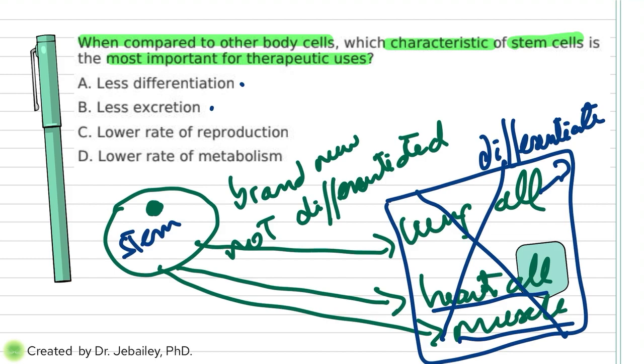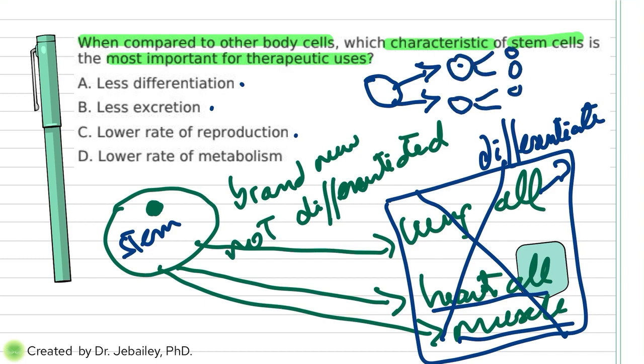C, lower rate of reproduction. Okay, we know that stem cells can reproduce, right? They can self-renew. That means they can make a copy of themselves through mitosis. That's one of the biggest traits of stem cells, as they can replicate themselves. And of course, the last thing is the lower rate of metabolism. There's no such thing as one stem cell that has a high metabolism while the other stem cell doesn't. All the stem cells are the same at this point.